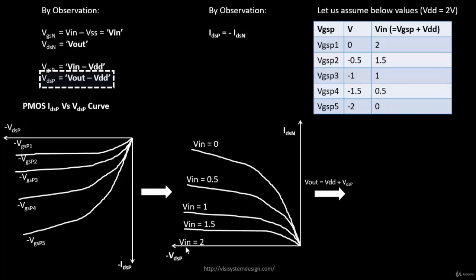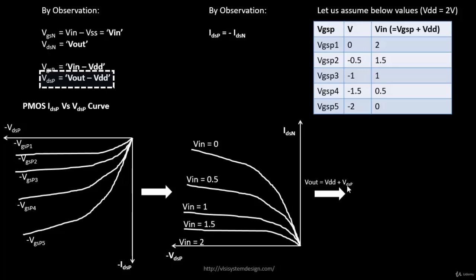Okay, so now if you carefully look at this equation, it says that if your VDSP is, let's say, negative 2 volts, let's take the extreme ones. If your VDSP is negative 2 volts, you add a positive 2 volts to it, you get your V out. So when your VDSP is negative 2 volts, your V out is 0. And if your V out is 0, you lie somewhere at this point. Now once your V out is 0 and let's say your V in is 1.5, you see some finite value of current at this point.